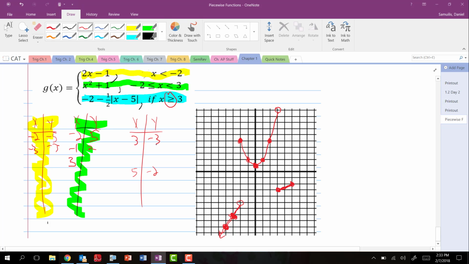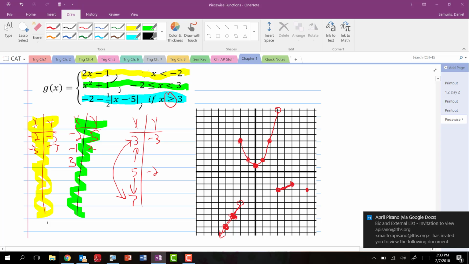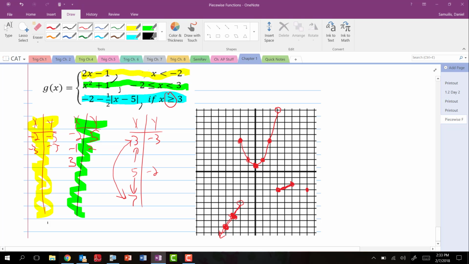And then what do you think that means when I plug in 7? 2 away, 2 away, huh? Anyone? We can prove it. 7 minus 5 is what? Come on, get this one. 2. The absolute value of 2 is what? 2. 1/2 of 2 is 1. Negative 2 minus 1 is negative 3. And then this is what you do forever.